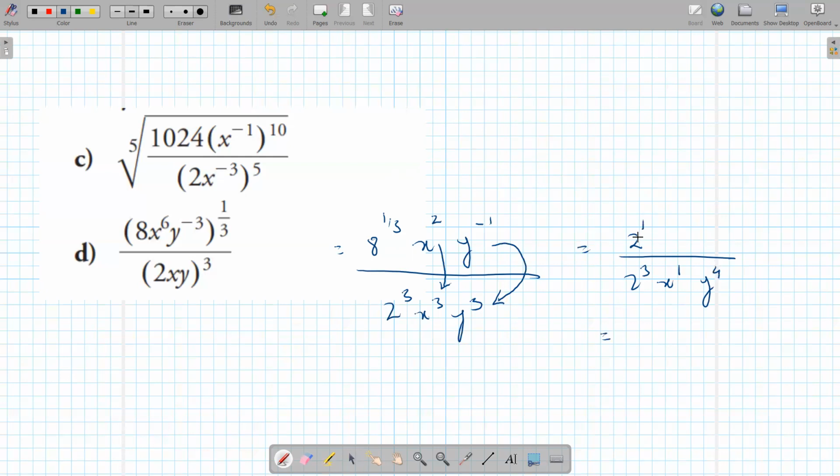And now this is 2 to the 1. We can also toss this downstairs. We would get just a 1 on top. How many 2's do we get if we toss this here? 2. So 2 to the 2, x1, y4. We know 2 squared is a 4, so you can rewrite that as a 4. And you're done. That is pretty much it. Difficult? No.